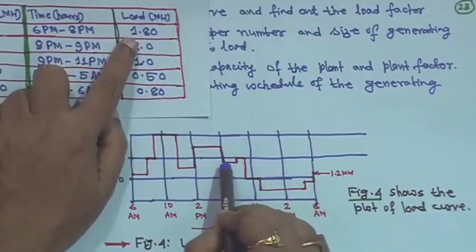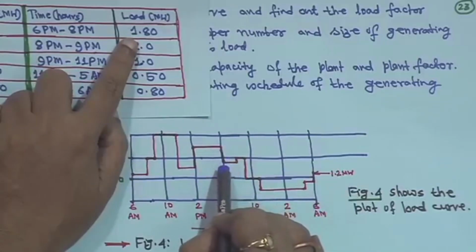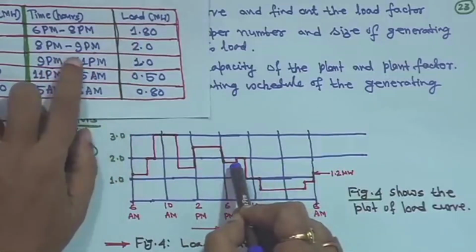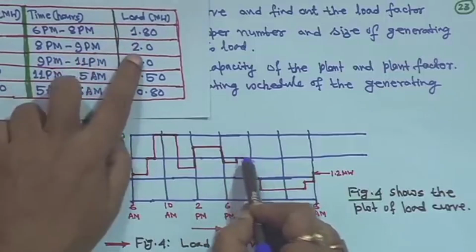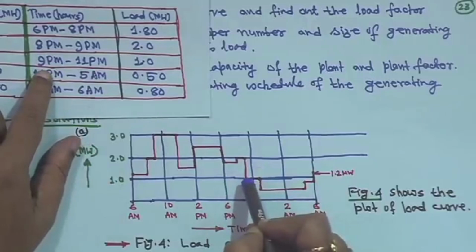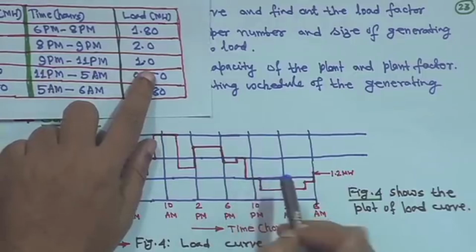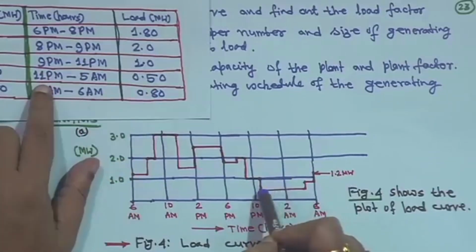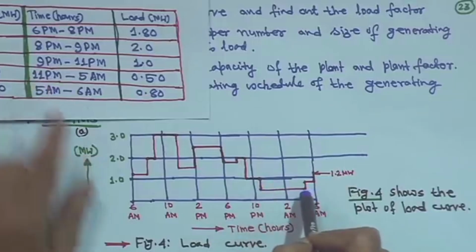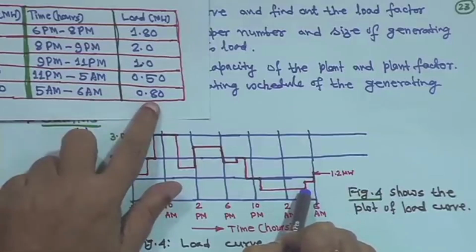So, it is coming down after 6 pm, right, 1.80 to 8 pm somewhere here. Then 8 pm to 9, 1 hour, it is 2 megawatt, and then 9 pm to 11 pm, 1 megawatt. So, at 9 it is coming down, 9 to 11 it is 1 megawatt, right, and then 11 pm to 5 am, this is 11 pm somewhere here to 5 am, up to this it is 0.5 megawatt, and 5 am to 6 am 0.80 megawatt.